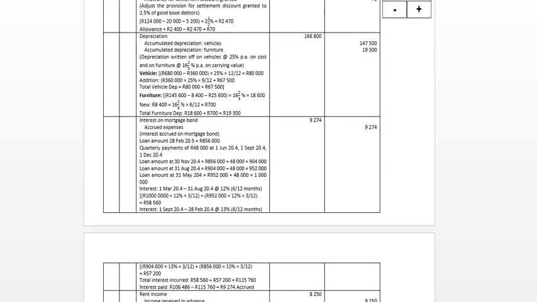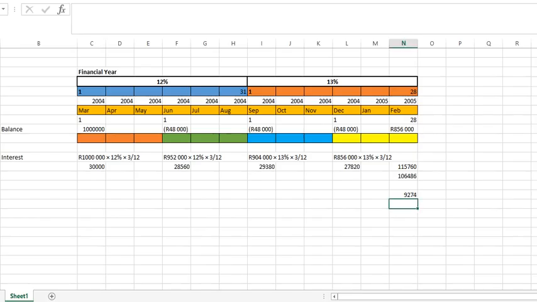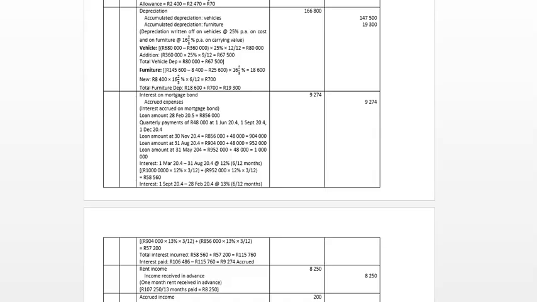9,274. Okay, so this interest is quite complex. The most important thing here is you have to draw your timeline, and you need to know when a payment was made, what effect it has on your balance, and whether there is any change in interest rate. At every period when there is a change, you need to calculate the interest during that period. So just break down your financial year into the different periods.